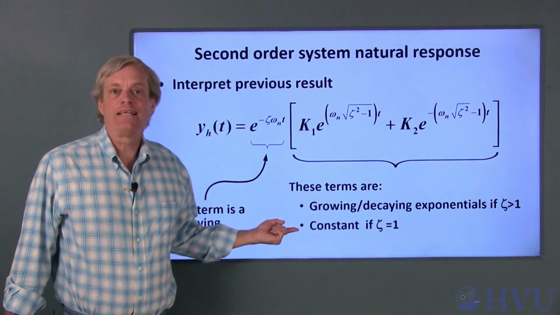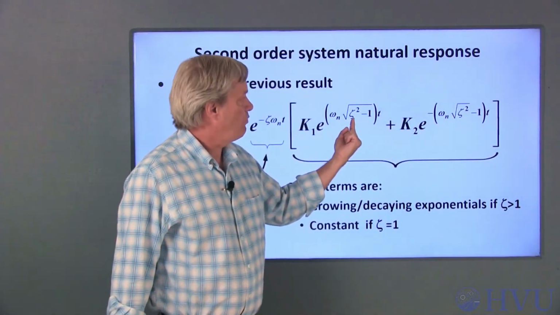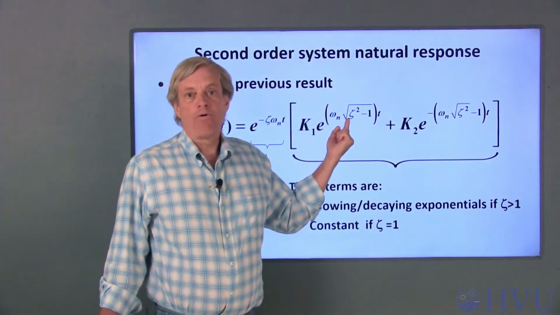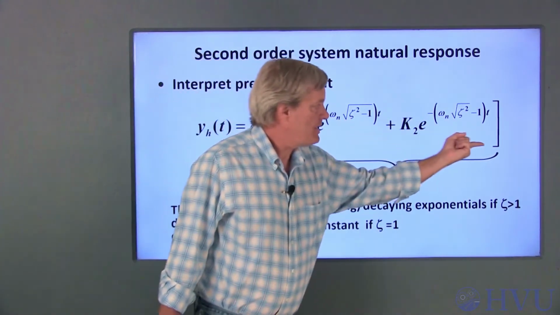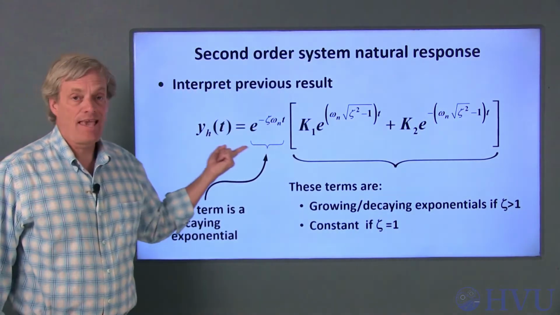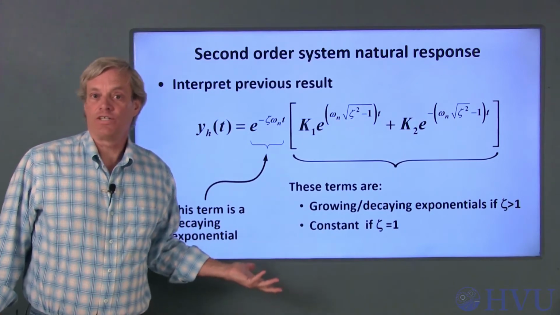If zeta is exactly equal to 1, both of these exponents are 0, since 1 squared minus 1 is equal to 0. Since e to the 0th power is just 1, this entire term becomes a constant. Multiplying that constant by this decaying exponential results in a decaying exponential function.